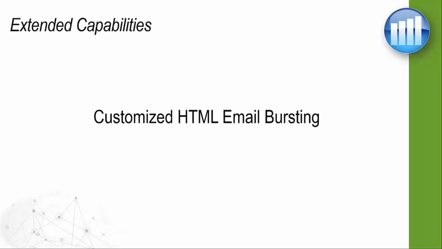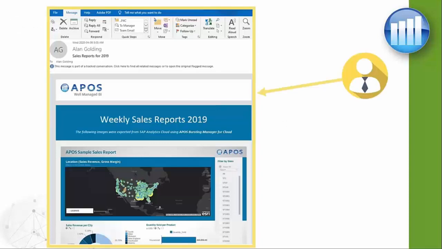So first here we're going to look at is customized HTML email bursting. So customized HTML email bursting pretty much means as it says. We can burst out to email not only as an attachment, but as shown and demonstrated already, we can send out the image to the body of the email, and we can provide HTML versions of that as well. So the image we've seen before was a basic picture put into the body of the email and nothing else.